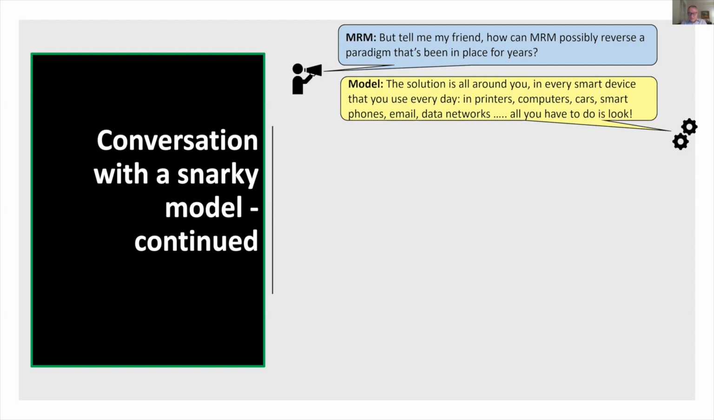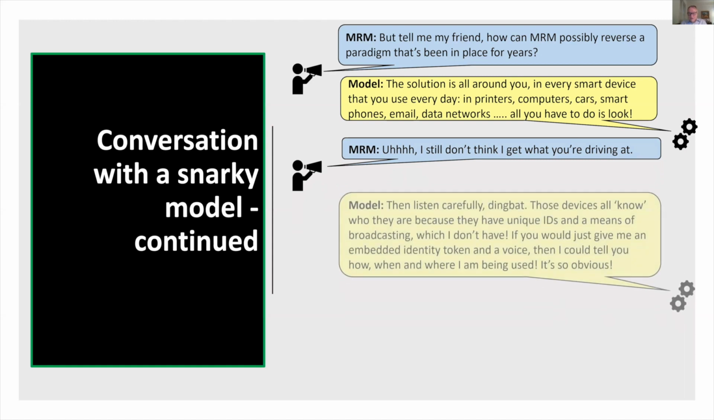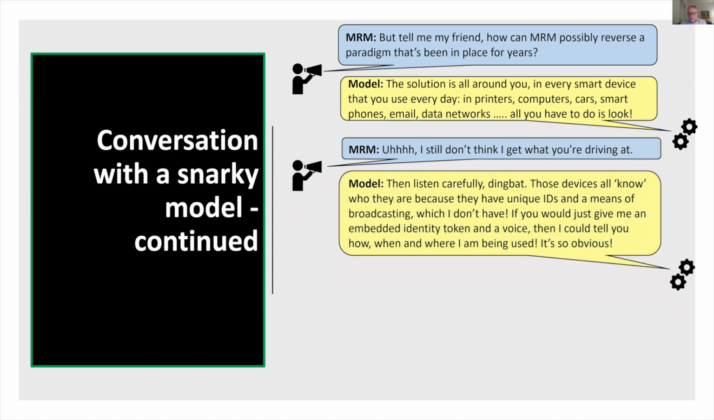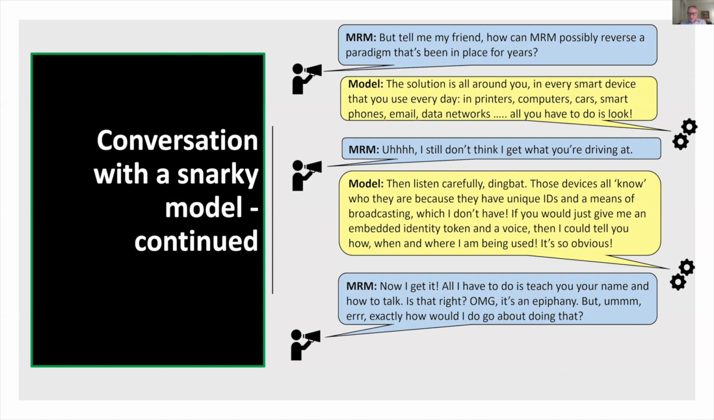MRM says, I still don't get quite what you're driving at. And the model says, okay, listen carefully, dingbat. These devices all know who they are because they have unique IDs and a means of broadcasting, which I don't have. If you would just give me an embedded identity token and a voice, then I could tell you how, when, and where I'm being used. It's pretty obvious. Model risk manager says, now I think I'm getting it. All I have to do is teach you your name and how to talk. Is that right? It's an epiphany, but exactly how would I go about doing that? And the model says, well, just follow the rest of the presentation. Maybe it'll start to sink in.